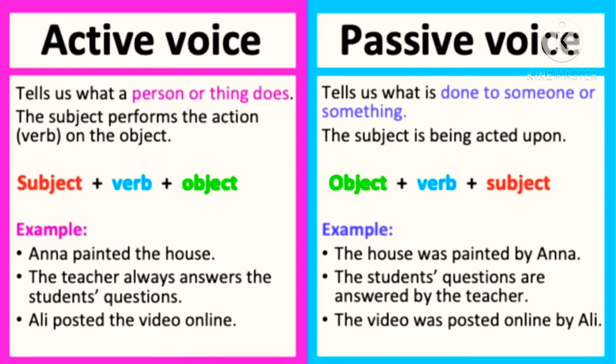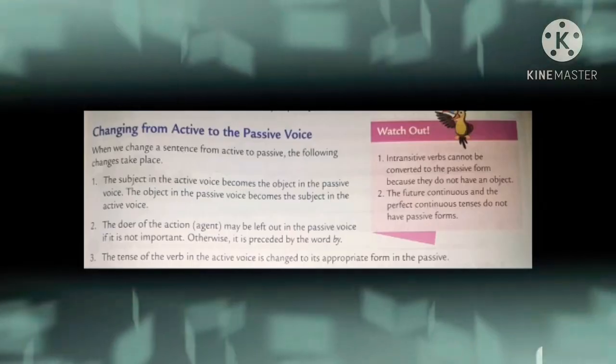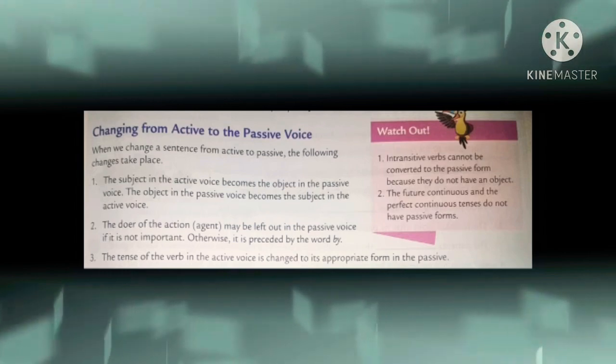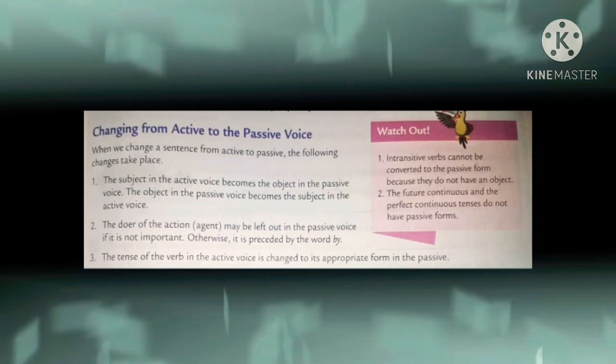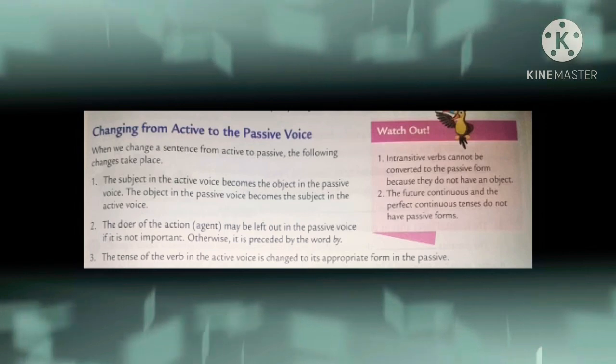Here you will have some rules to be understood. Only then you will be able to practice active voice and passive voice. Basically, your real job in this chapter is to convert active voice into passive voice. So let's see what are those rules. So the first one is the subject in the active voice becomes the object in the passive voice. The object in the passive voice becomes the subject in the active voice.